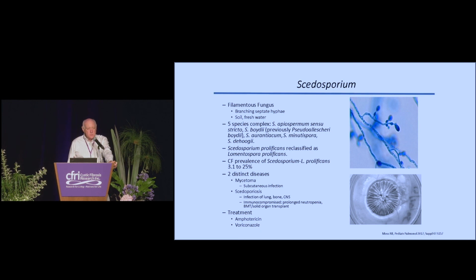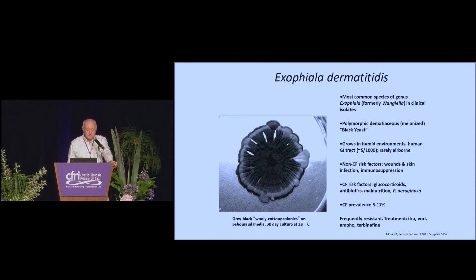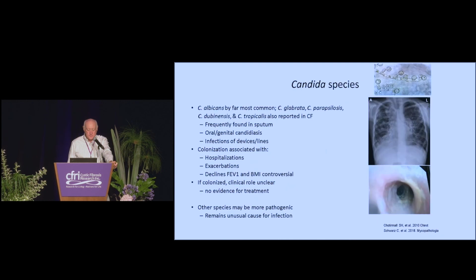For Scedosporium, it's really a problem that we're still focused on mostly in the immunosuppressed patients, those that are listed or have gotten lung transplants, although there may be some particular patients that have clinical problems with persistent Scedosporium pre-transplant. And for Exophiala, this black yeast, we have better evidence that it may be inflammatory, in terms of some studies that suggest it could be a problem even in the pre-transplant population.